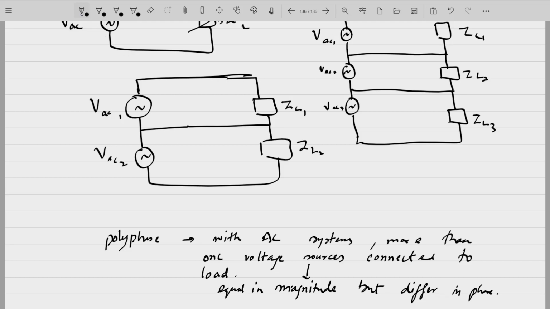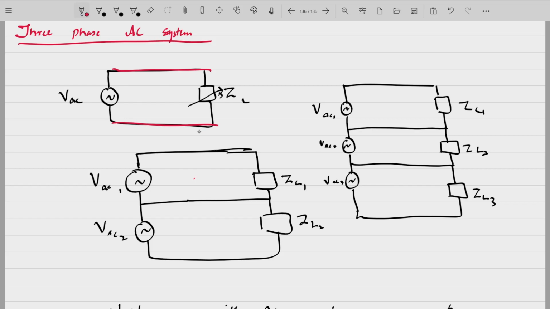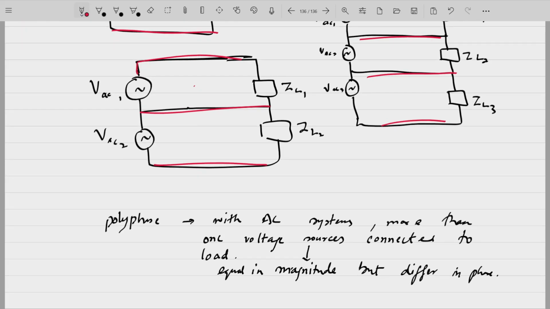Okay, single phase you have two wires, in a two-phase you have three wires, in a three-phase you will be having four wires. This is a normal trend. You can have a three-phase three-wire system also. We'll be studying that also today.